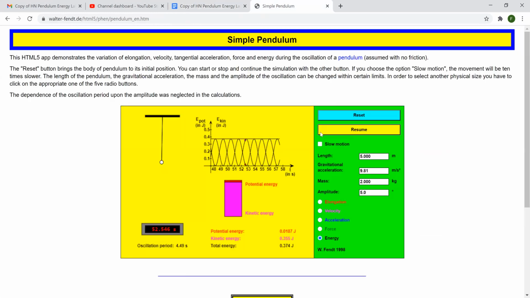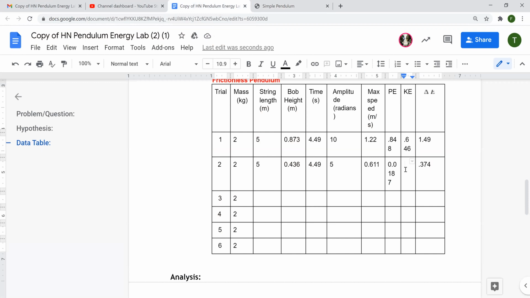And then the other number is 0.355. Okay. So the only thing that we're going to change is the amplitude. So let's go 7.5, 2.5, 15, or maybe 20. And then we're just going to record the information in here.